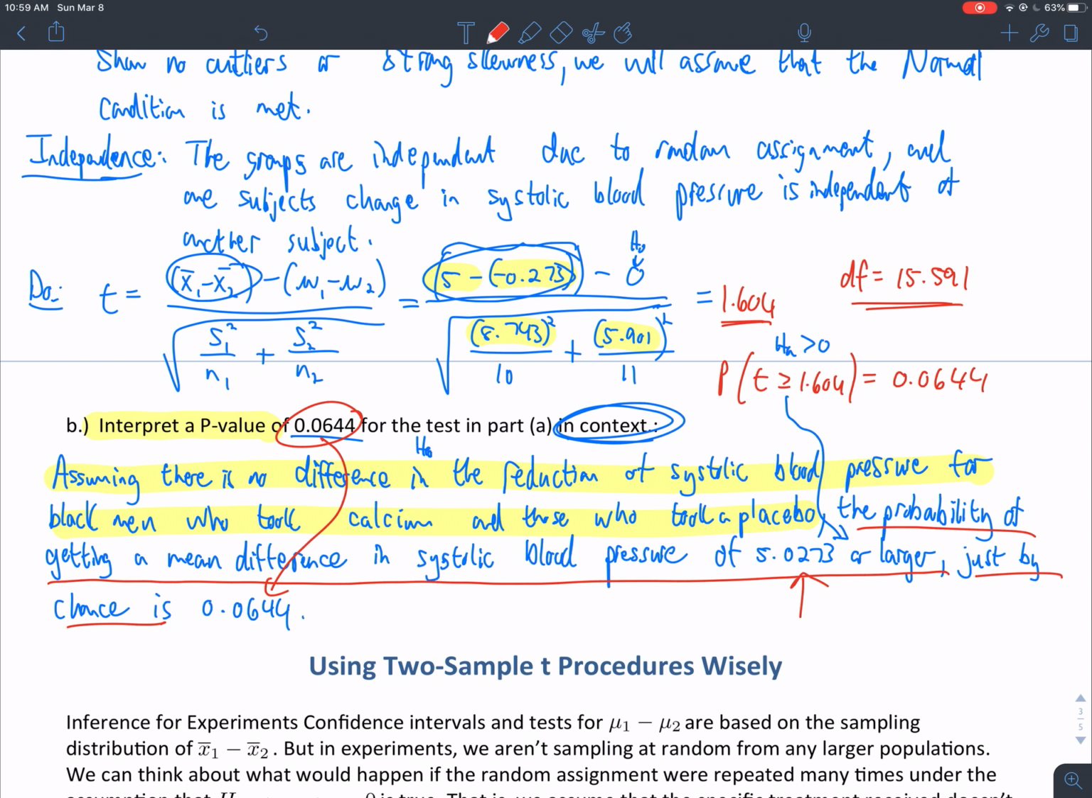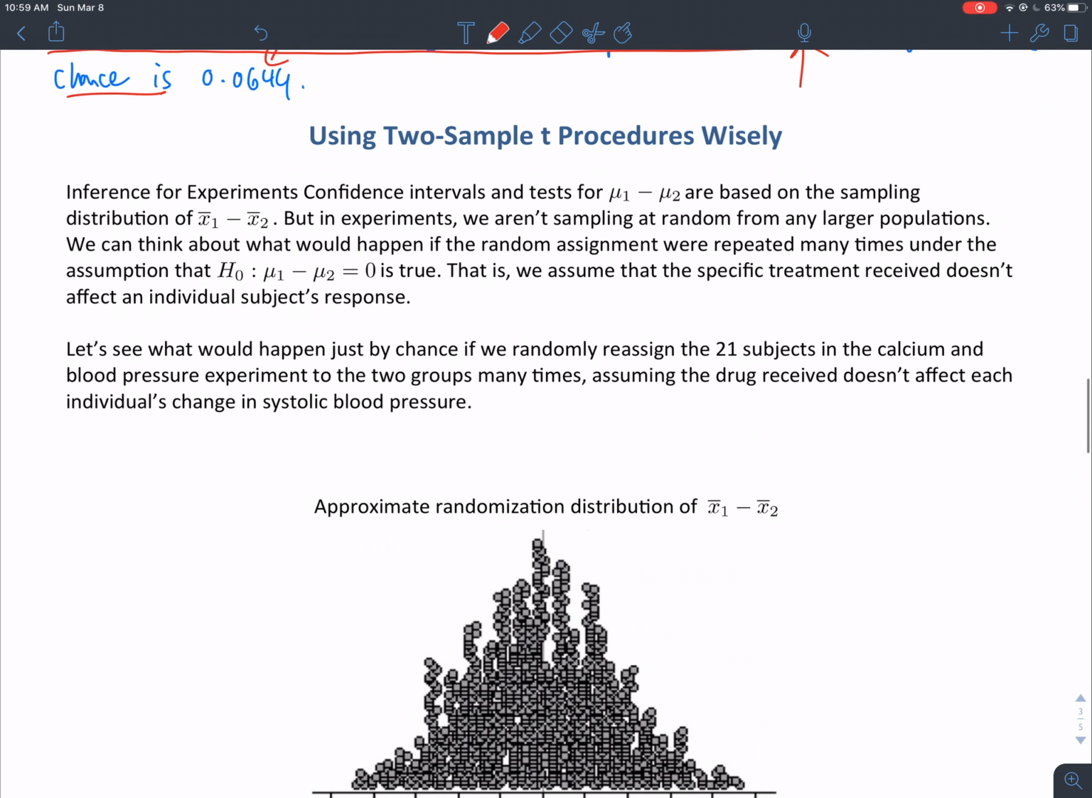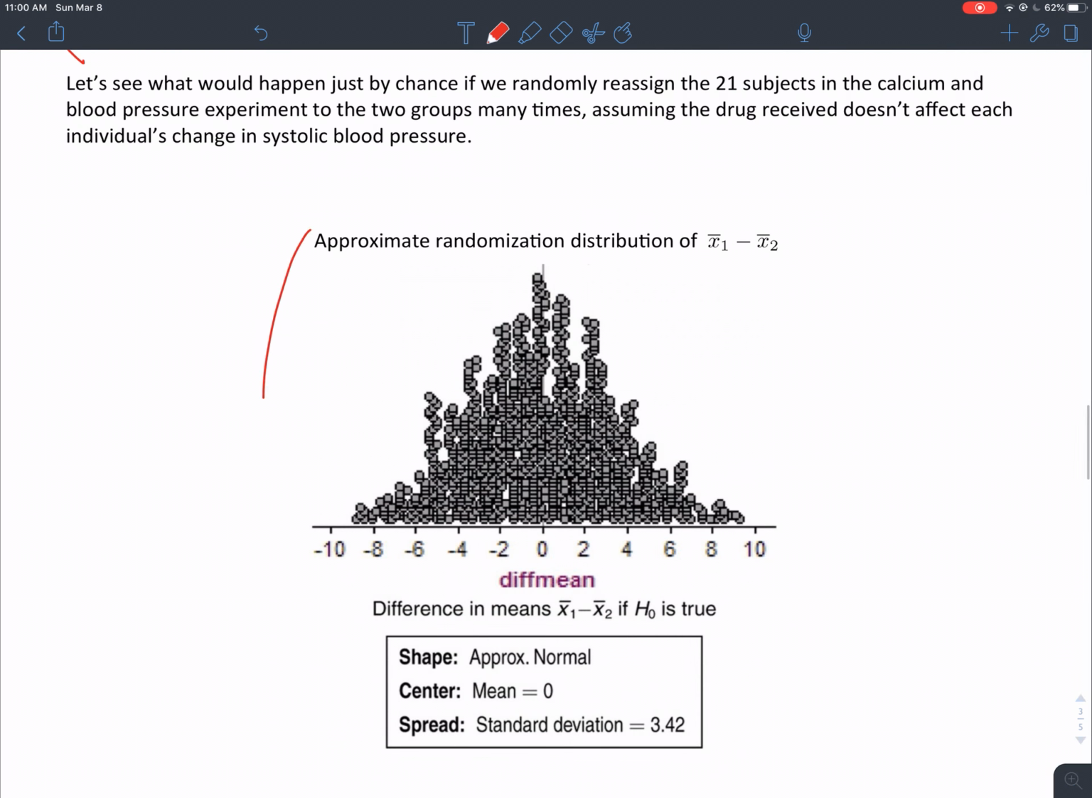I don't really want to do too much else. This is kind of in reverse order. I'm not really sure why the textbook chose to do this. I should have changed my note sheet, actually. This says using two sample procedures wisely, and then it talks about experiments. And again, it talks about a randomization distribution. A randomization distribution is very different from a sampling distribution, the process of creating it, but in the end, it works very similarly.